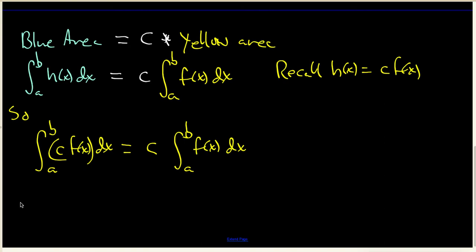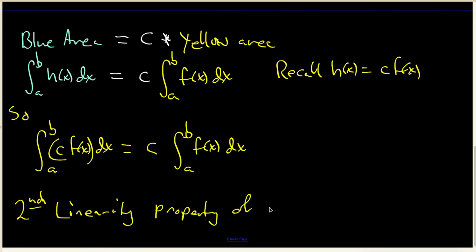And this particular rule is called the second linearity property of the definite integral. It's important to understand that we can read this particular fact as follows: if we have a definite integral of c times a function, we can pull the c outside the integral sign. In other words, that c can go back and forth across the integral sign. This is similar to how derivatives work.